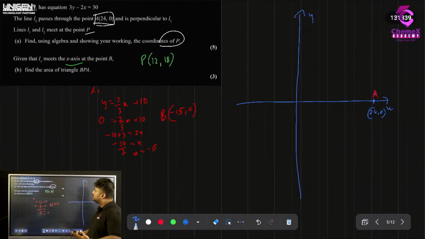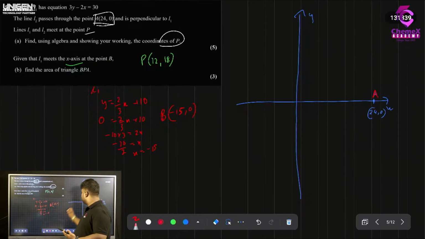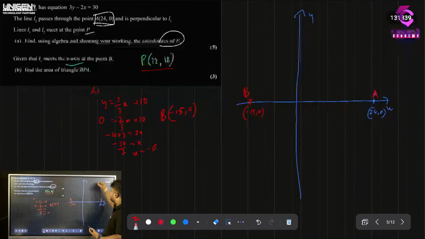Okay, where is B? B is going to be minus 15 comma 0. That's P. Then where is P? P is at 12, which is somewhere here, and 18. So P is somewhere here and that is 12 comma 18.